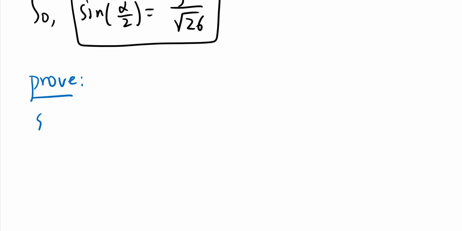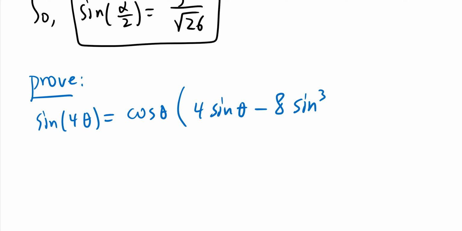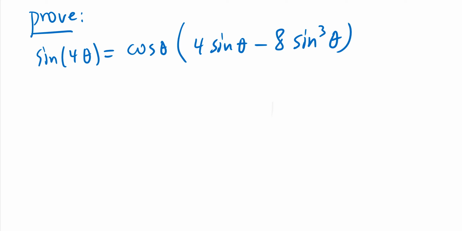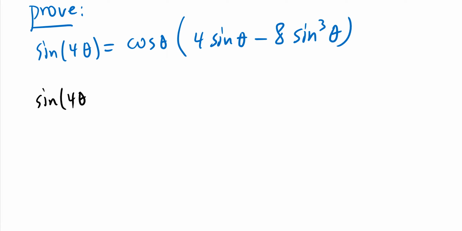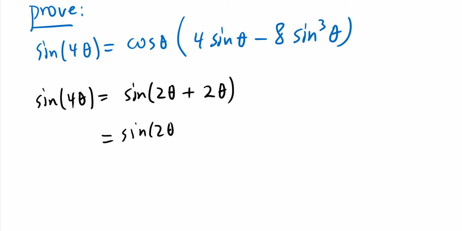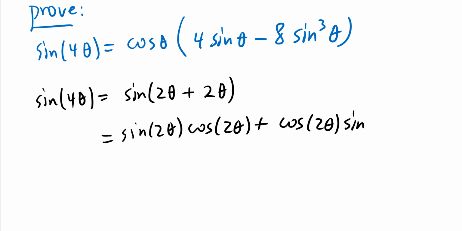Let's look at it identity-wise. Let's say sine 4 theta, we're asked to prove that it equals cosine theta times (4 sine theta minus 8 sine cubed theta). We can start either on the left side or right side. I'm going to start on the left side, and I'm going to use the trick that I used earlier to prove the double angle formula. I'm going to write this as sine of 2 theta plus 2 theta. So this looks like alpha plus beta. So it's sine cosine plus cosine sine, but these two are the same. So that's basically 2 sine 2 theta cosine 2 theta.